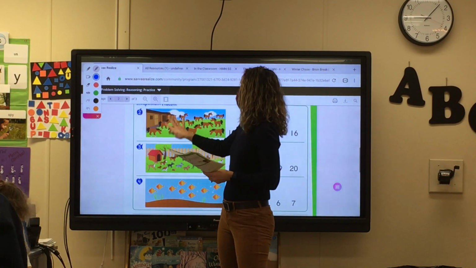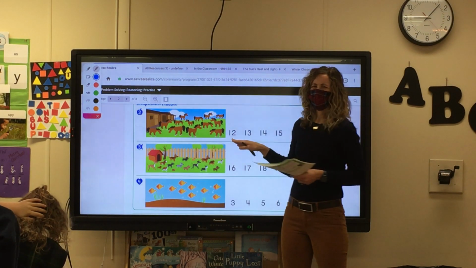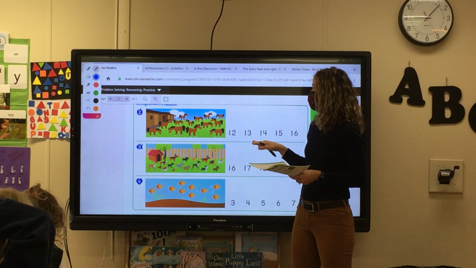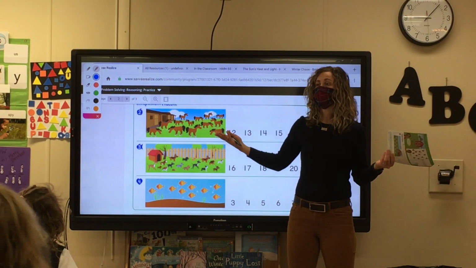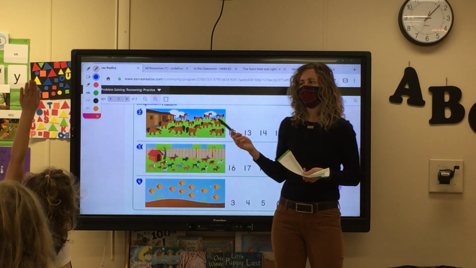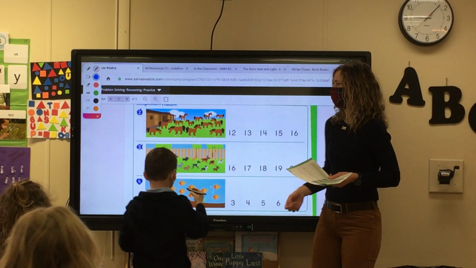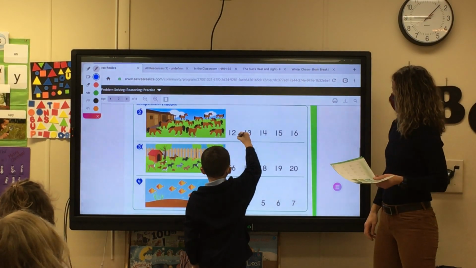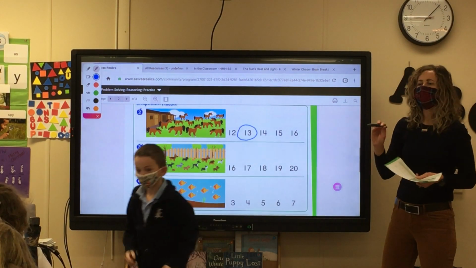But right now they said there's going to be more than 12. So are we going to be circling 12? No. Okay, so how many horses are there outside the stable? Everybody say it together. 13. Okay, who can come and circle 13 for me? All right, Martin, can you come circle the 13? What does 13 look like? Very good, thank you. Awesome. Okay, so everyone circle 13.